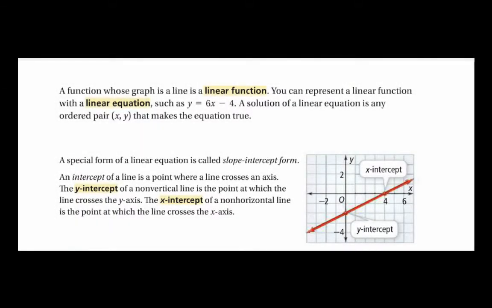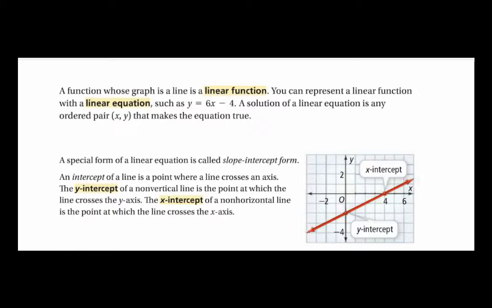A function whose graph is a line is called a linear function. We can represent a linear function with a linear equation, such as y equals 6x minus 4, but we could also very easily write f of x equals 6x minus 4. They would be the same thing. A solution of a linear equation is any ordered pair (x, y) that makes the equation true.